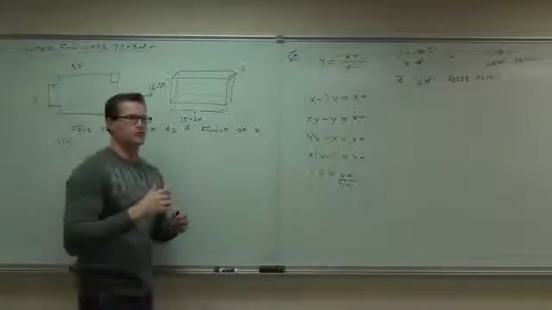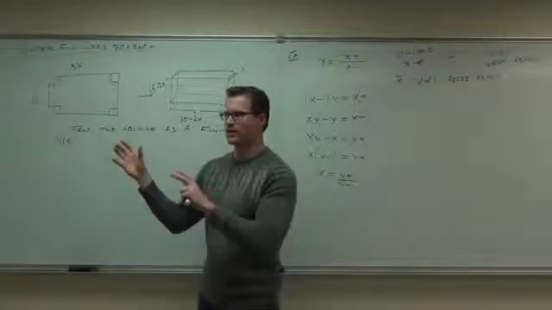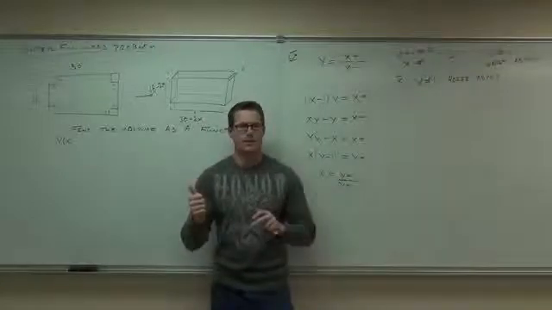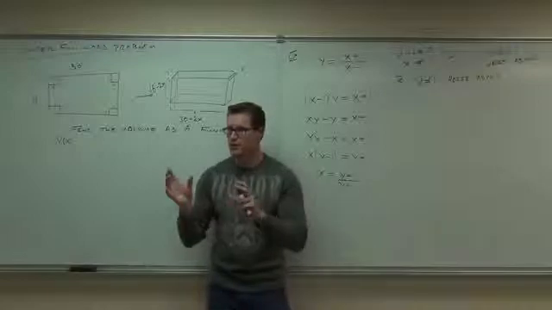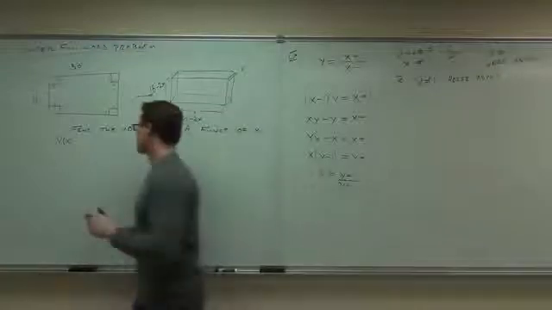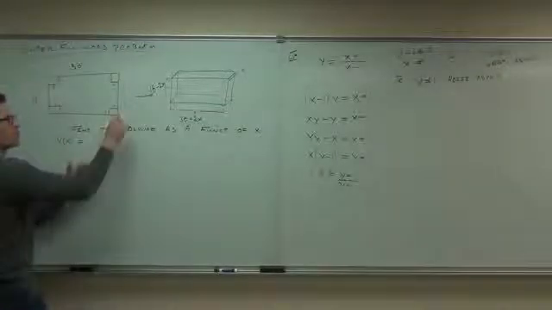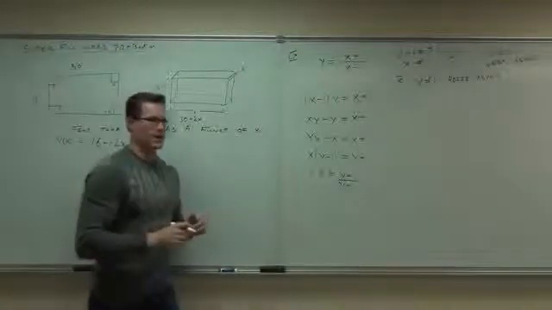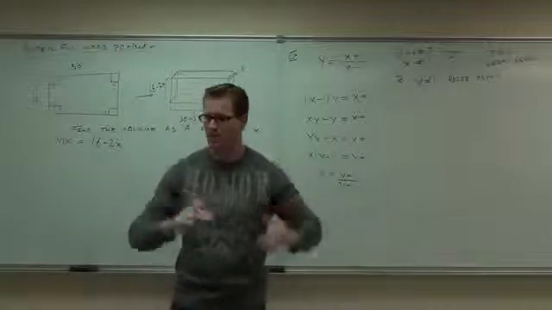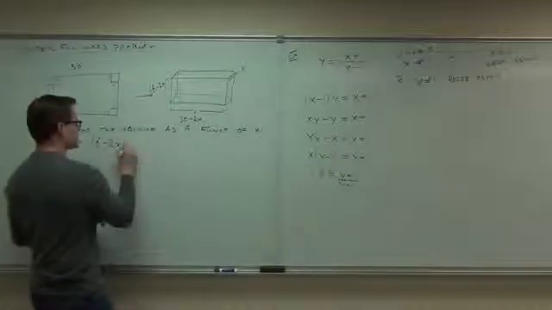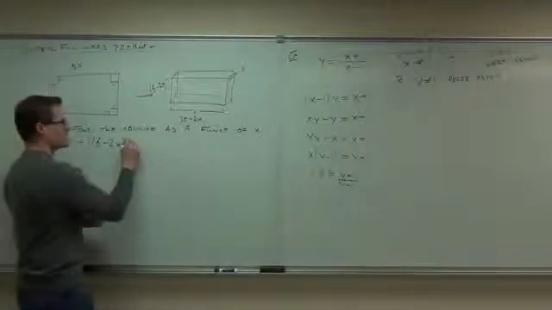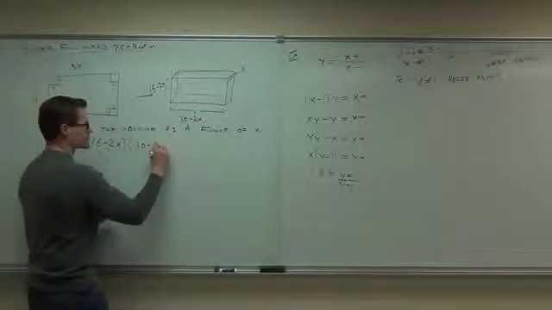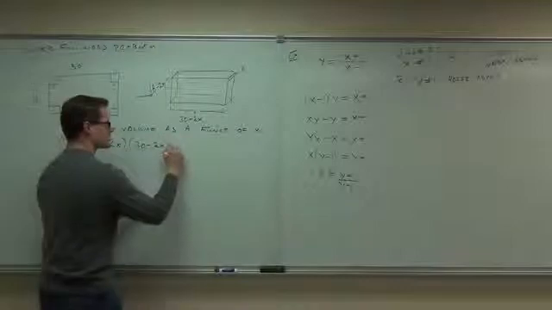How do you find the volume of a rectangular prism like this? Length times width times height. Makes sense. As long as we multiply those three dimensions, we'll have the volume. Well, we know that one side is 16 minus 2x. The 2x again comes from the fact that we're cutting out a box from each side and folding it up. Then the length of this is 30 minus 2x, and the depth of this is x.